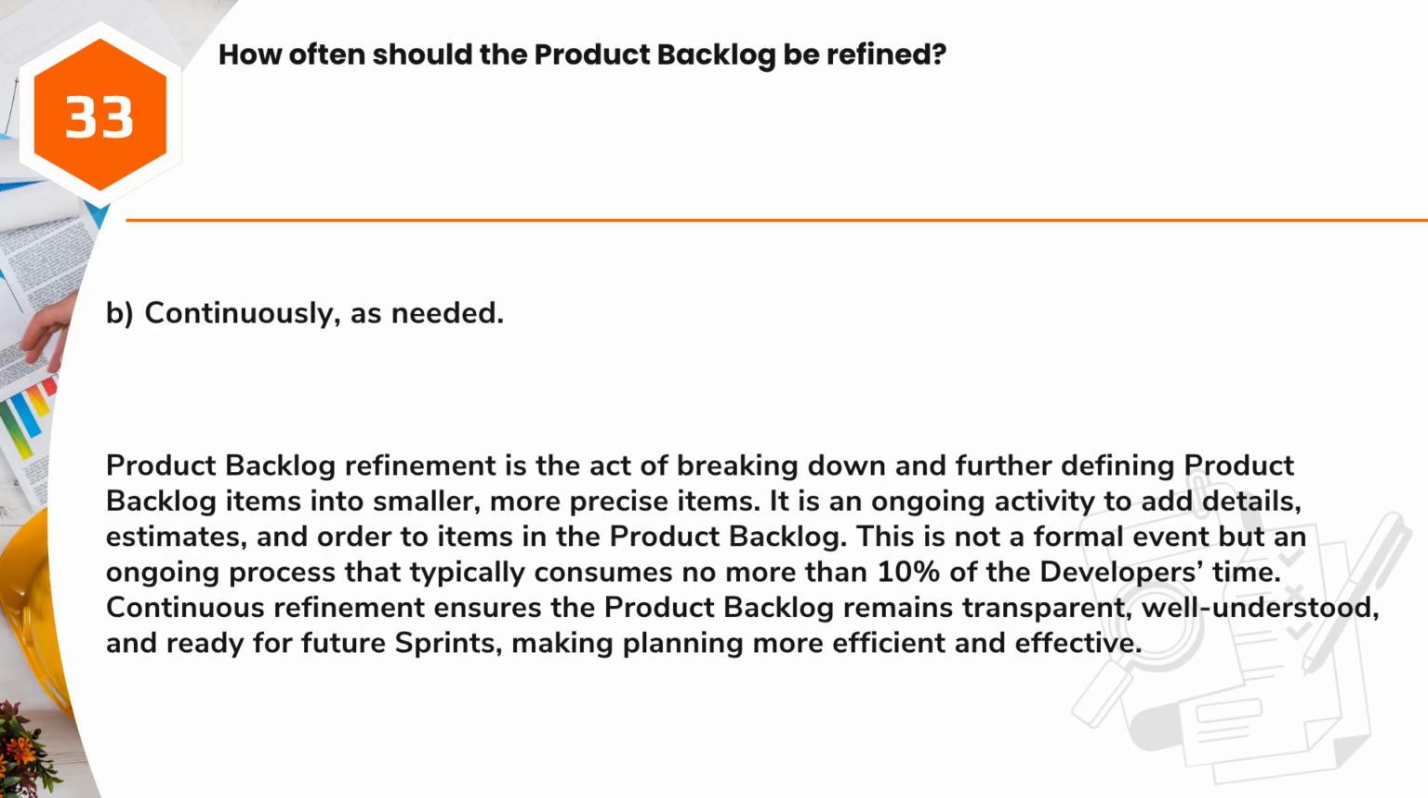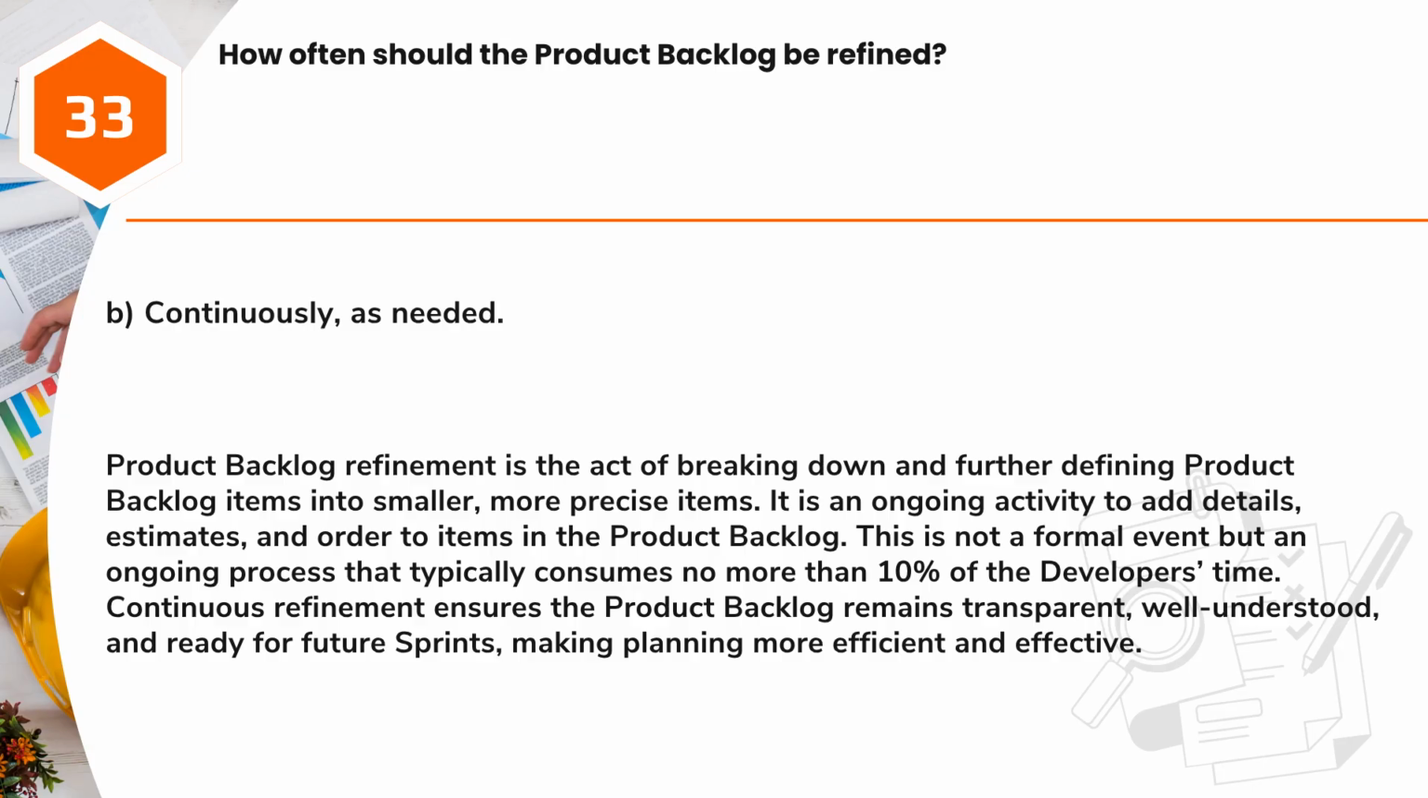Answer, B. Continuously, as needed. Product backlog refinement is the act of breaking down and further defining product backlog items into smaller, more precise items. It is an ongoing activity to add details, estimates, and order to items in the product backlog. This is not a formal event but an ongoing process that typically consumes no more than 10% of the developers' time. Continuous refinement ensures the product backlog remains transparent, well understood, and ready for future sprints, making planning more efficient and effective.